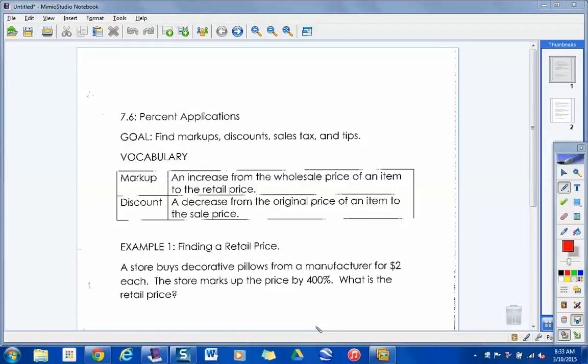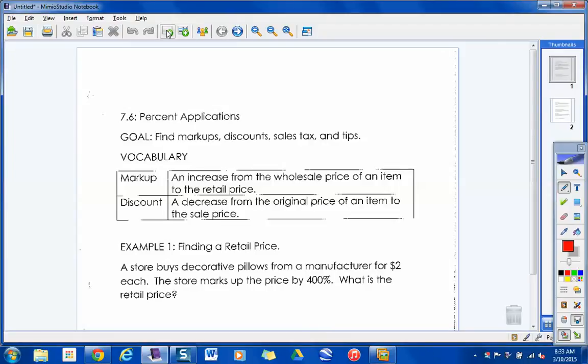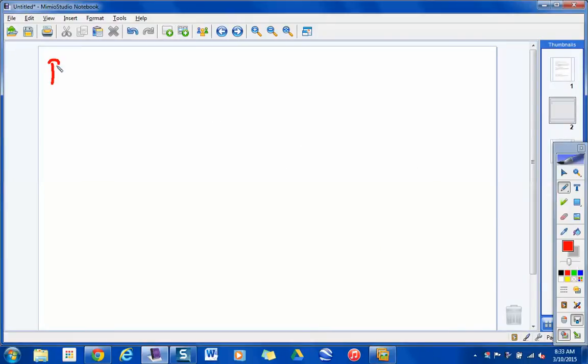Right where we are. You will be doing page 359, okay?